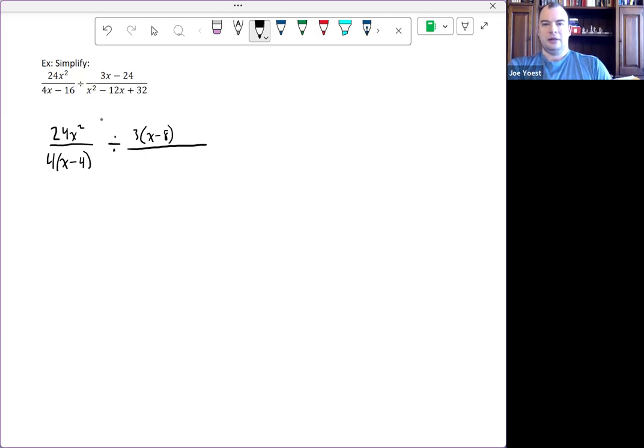Then x squared minus 12x plus 32. Well, I know -4 times -8 gives me positive 32, and -4 plus -8 is -12. Again, I might have gotten that inspiration from seeing the x minus 4 and the x minus 8 popping up here. And that does work.